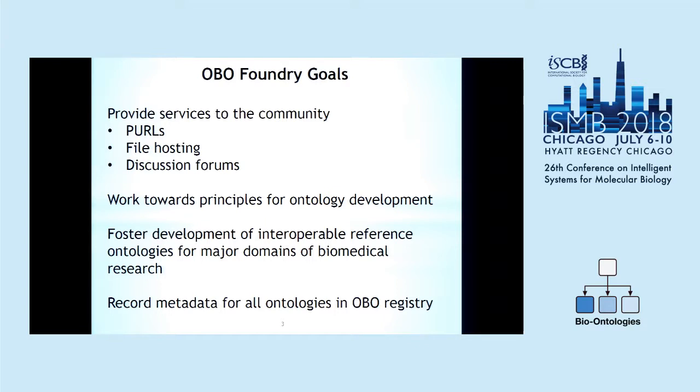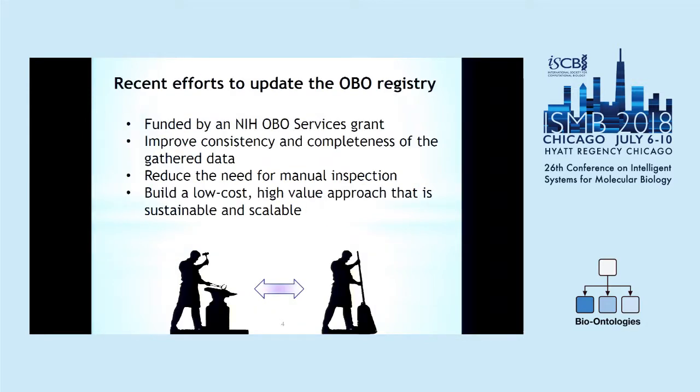And within the OBO registry, the metadata for those ontologies can be found, and this is where people can go to get more information about the ontologies. And this information needs to be accurate and consistent, so that is what led to recent efforts that I'm going to discuss about how to update that data in the OBO registry.